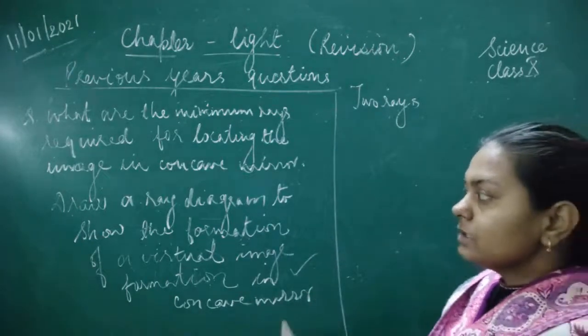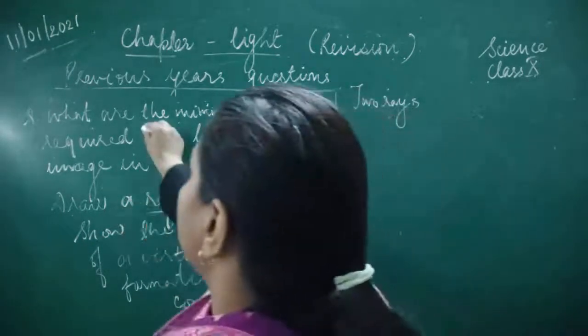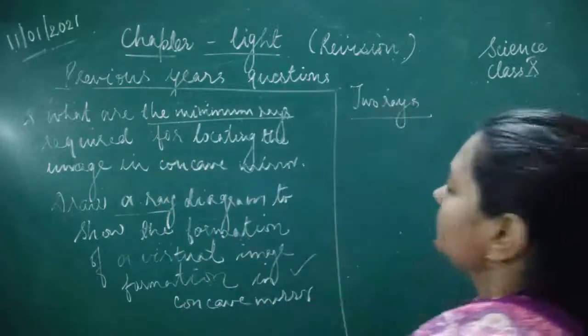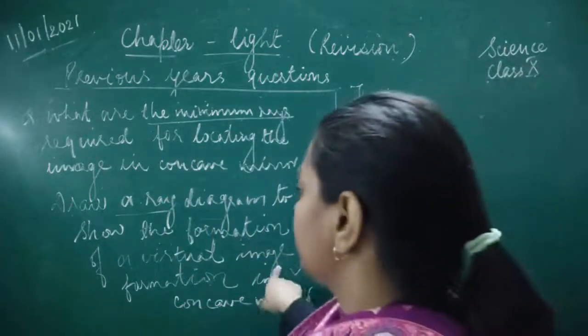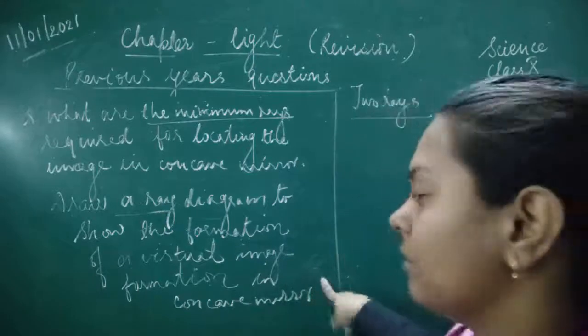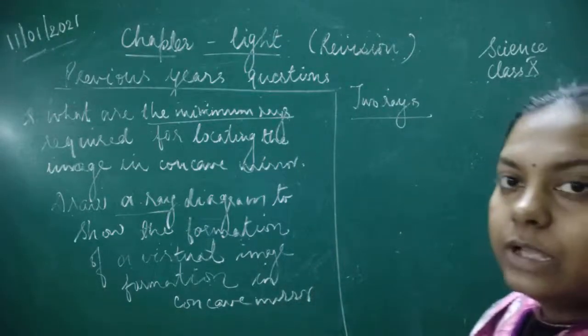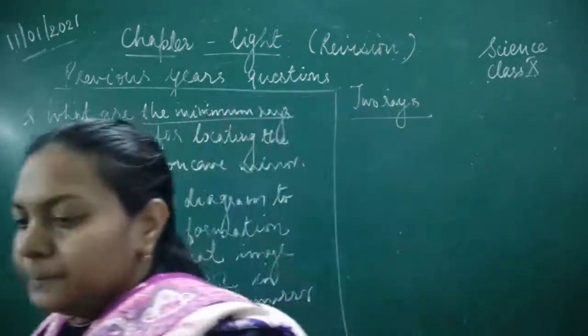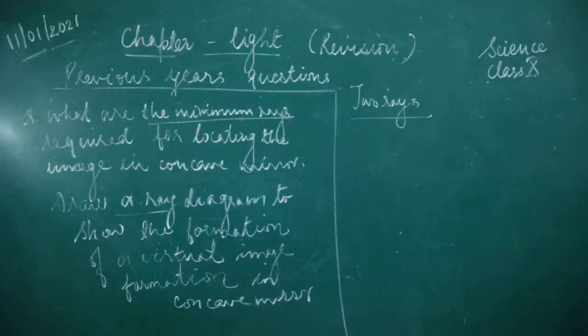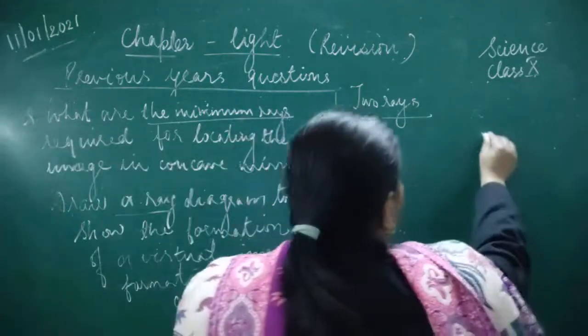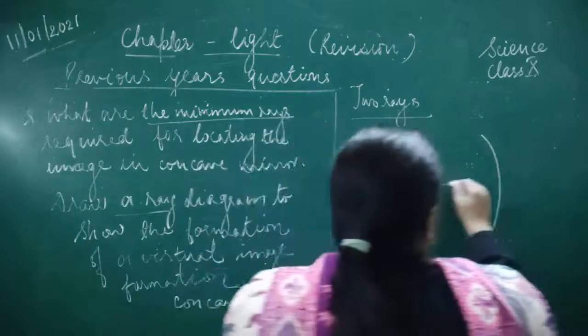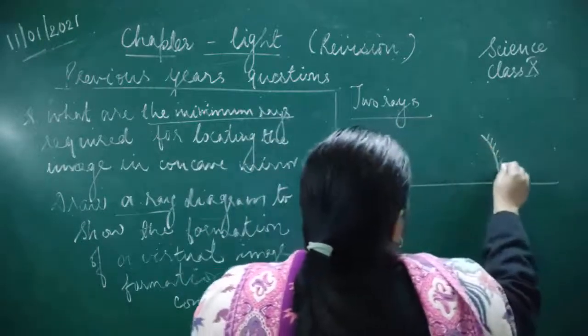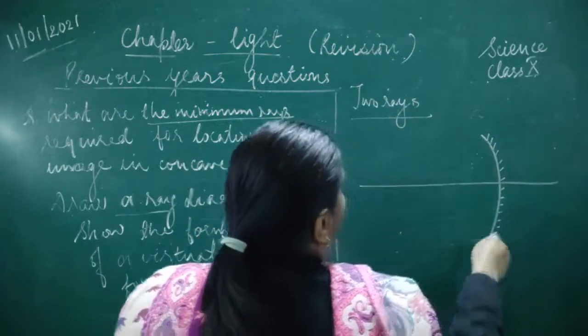Now the second question is you have to draw a ray diagram. So what are the minimum rays? Minimum rays are the 2 rays, and you have to draw the ray diagram now in the concave mirror to show the image formation virtually. So what you will do, you will just draw a concave mirror first. Okay, this is a concave mirror.